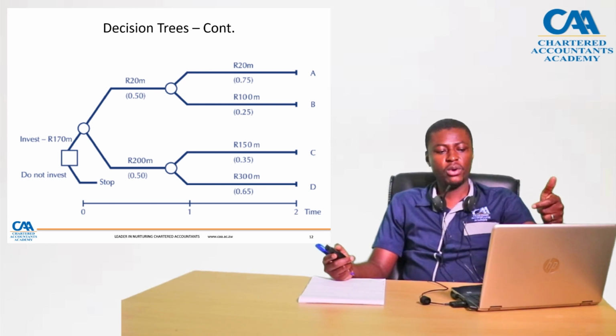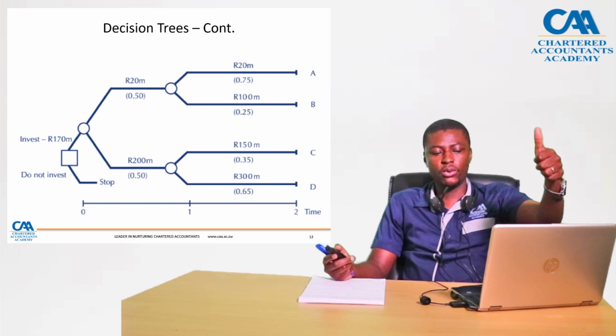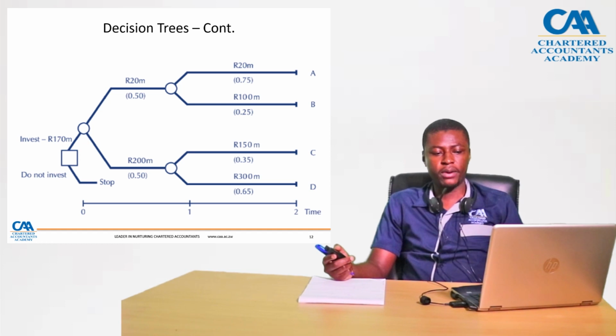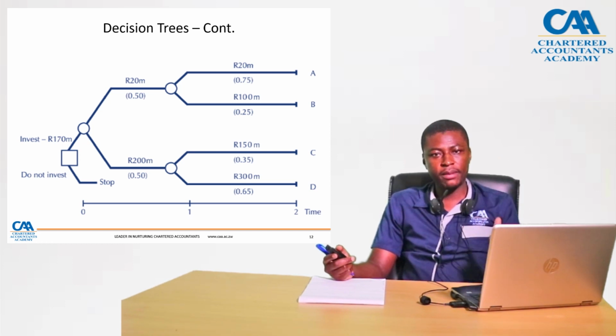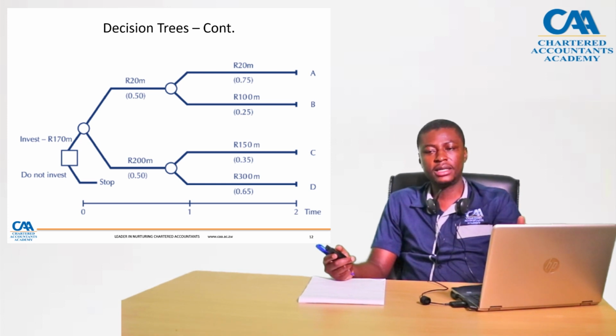I'm going to get 20 million in the first year, but I've got 200 million in the second year. So I now have two branches, the one with 20 million and the other 200, and the probability is 50%, 50%. If I go ahead with the 20 million branch, in the second year I've got a 75% probability that my cash flows are going to be 20 million, and a 25% probability that my cash flows are going to be 100 million. So it is branching out again.